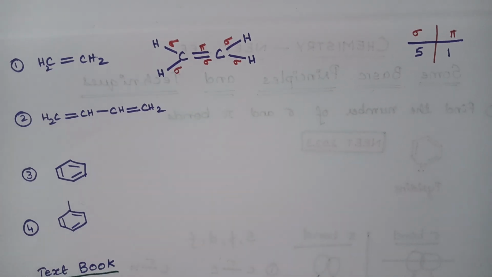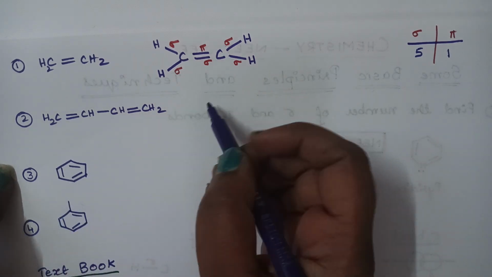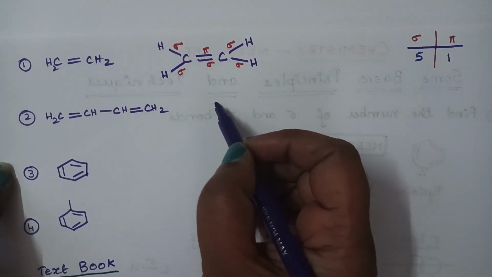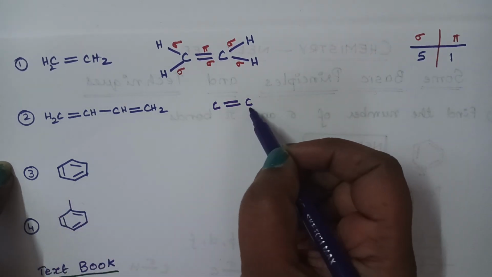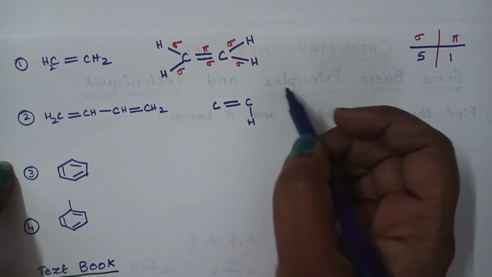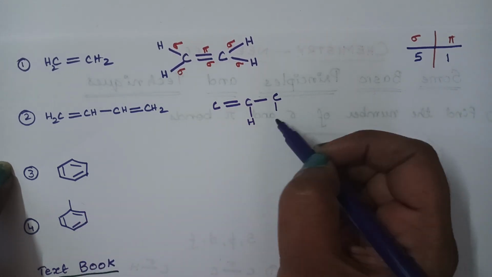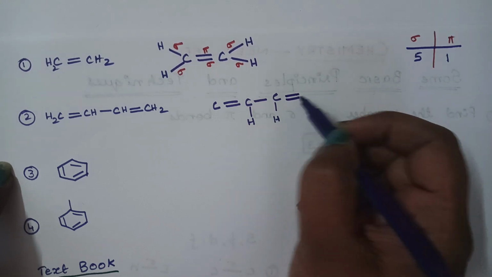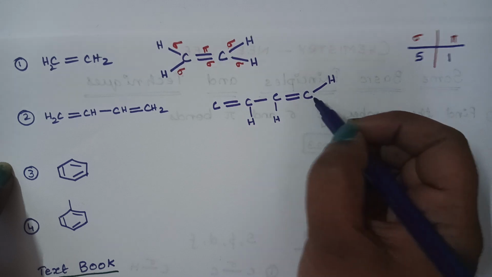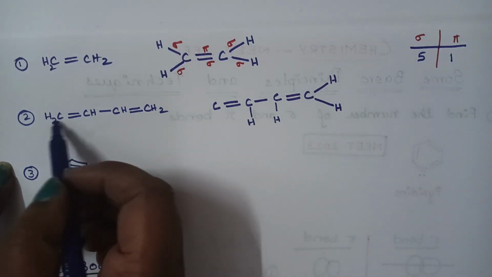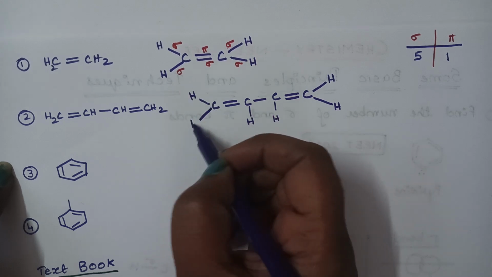So we will go for the second example. Even this one we will write in the expanded form. Carbon, double bond carbon, and on this carbon write hydrogen like this. Then CH, CH, double bond CH2. So write one hydrogen here, one hydrogen here. Here also it is CH2.